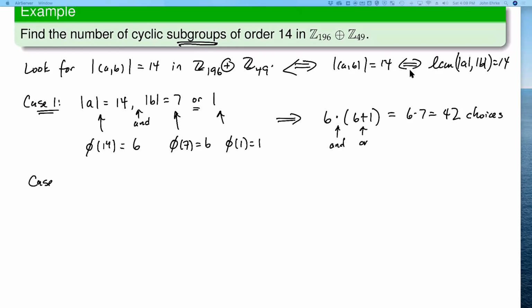Case 2 is that the order of a could potentially be 2, and the order of b could potentially be 7. And you might think, well, why not? Why can't I reverse these? Why can't I say the order of a is 7 and the order of b is 2? I can't do that because 2 doesn't divide 49. So that's not a possible case for us. I have to have something which divides the order of the group in order for there to be a subgroup.